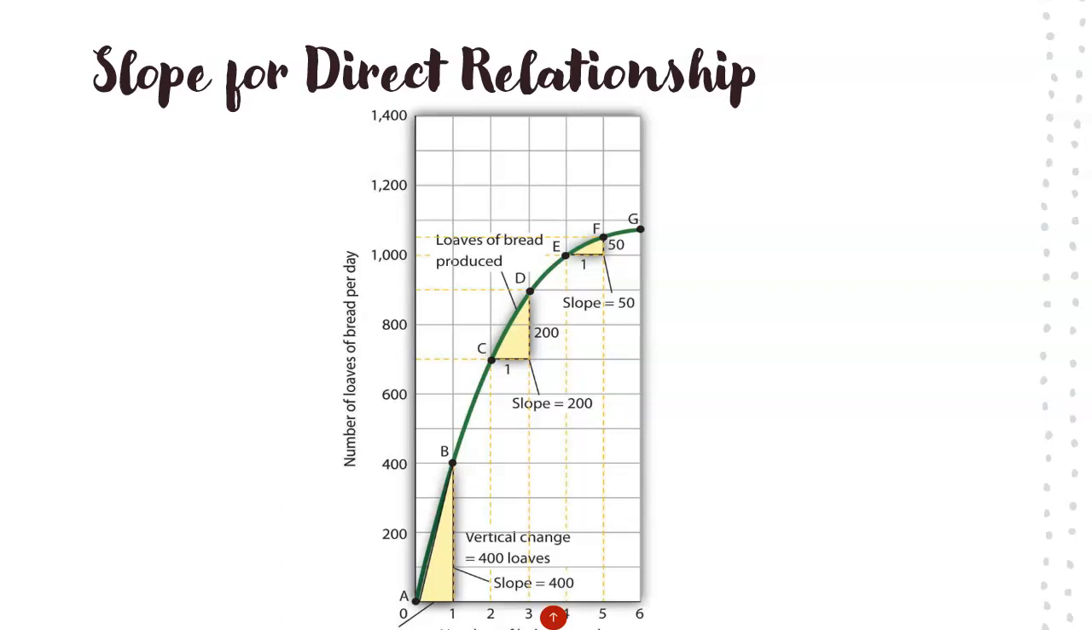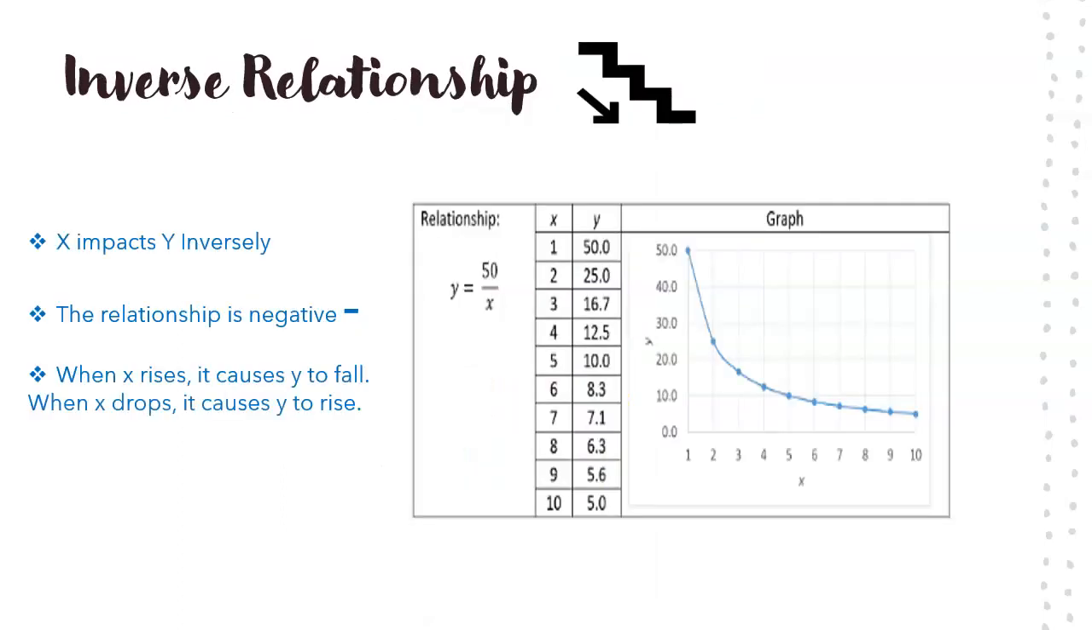Our next relationship is the inverse relationship. So an inverse relationship here, look, it's downsloping rather than upsloping. So you have a curve that descends, it downslopes. And so x impacts y inversely. The relationship is rather negative. When x rises, it causes y to fall and vice versa. Do you notice how I keep saying causes, impacts? X is always in charge, y follows. Don't ever reverse the variables.